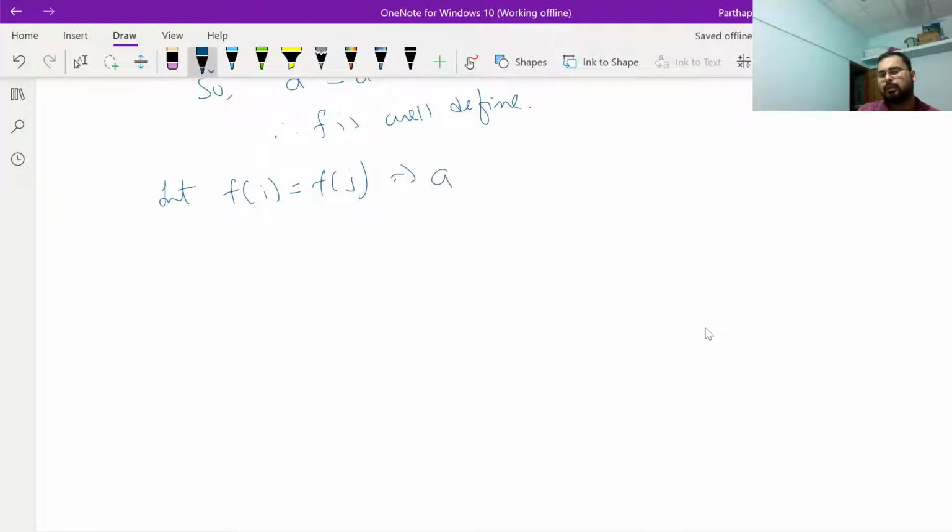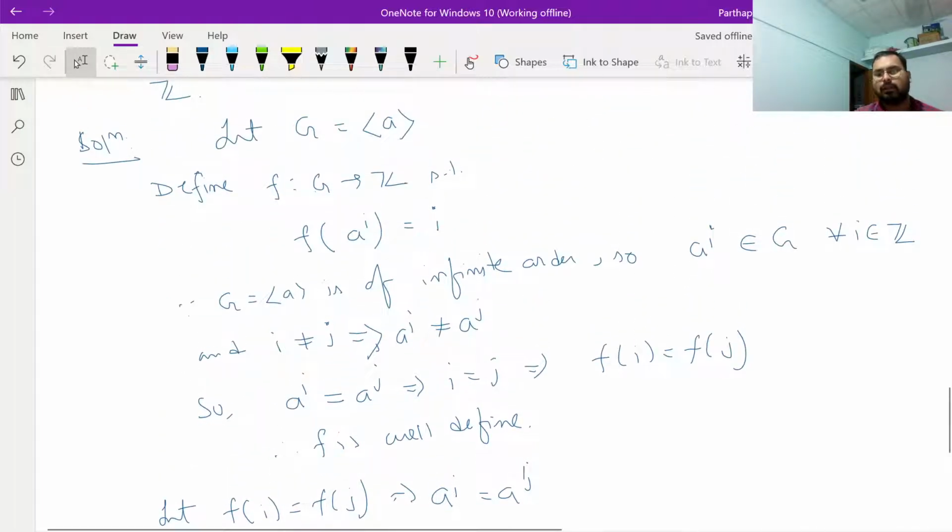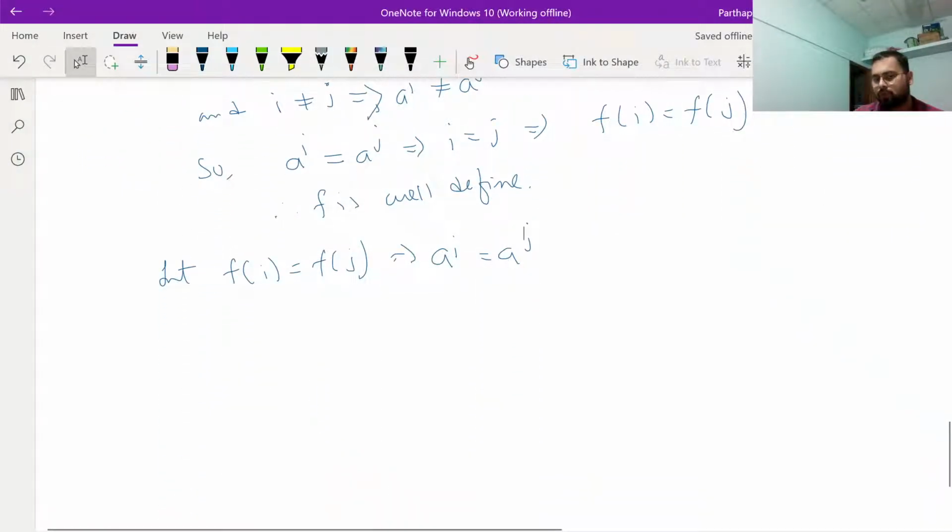So this implies a to the power i equals a to the power j. And since we have already written here that for any two non-zero elements, a to the power i cannot be equal to a to the power j. So therefore when a to the power i equals a to the power j, we must have i equal to j. So therefore f is 1-1.